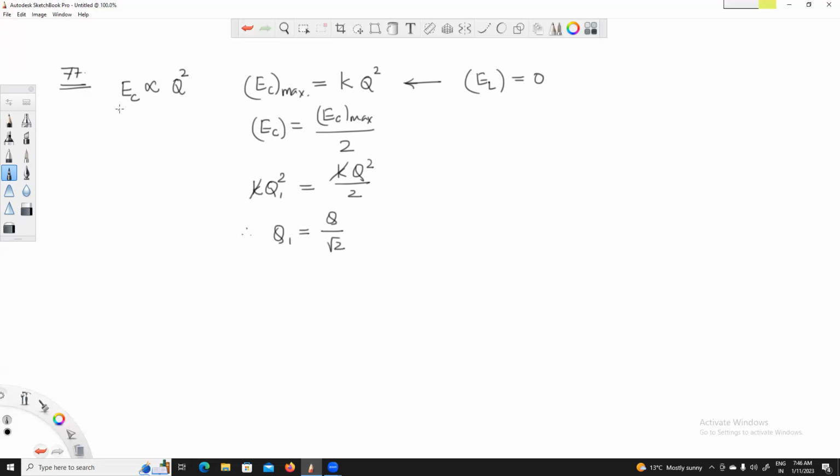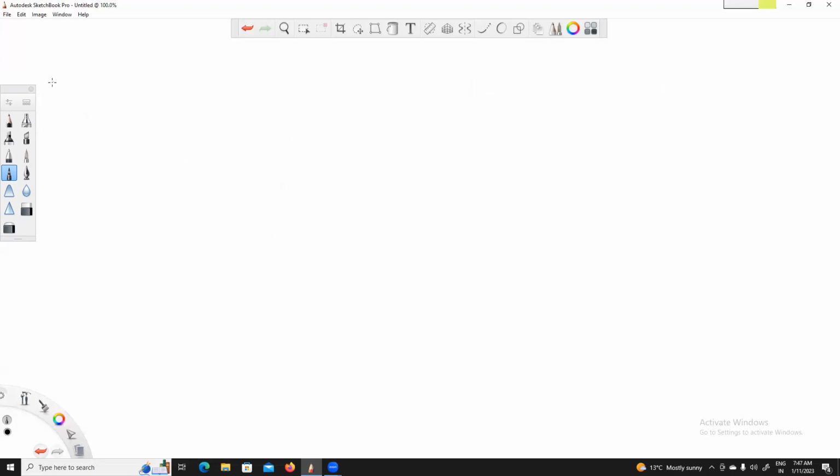So this is the thing. Now EC has reduced by a factor of 2, so Q square has to reduce by a factor of 2, so Q has to reduce by a factor of root 2. This means the answer would be Q divided by root 2. That is what is asked. Next, 78.